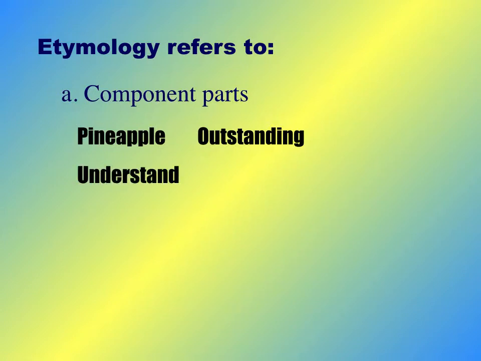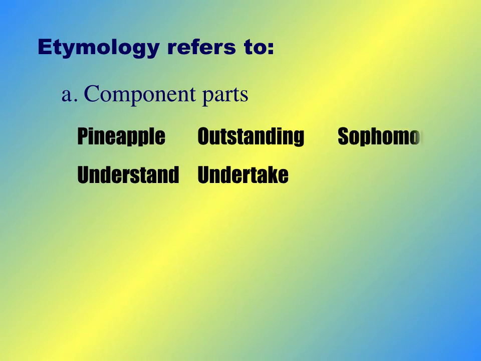Here's another one. Understand. Does understand mean to stand under? Well, of course it doesn't. Etymology does not determine the meaning of a word. Undertake doesn't mean to take under. Here's a very interesting one. The word sophomore. Sophomore comes from 2 Greek words. Sophos means wise, moros means fool. So a sophomore, literally or etymologically, means a wise fool. Well, of course, it doesn't mean that. It means a second-year student. The etymology doesn't determine the meaning of the word.